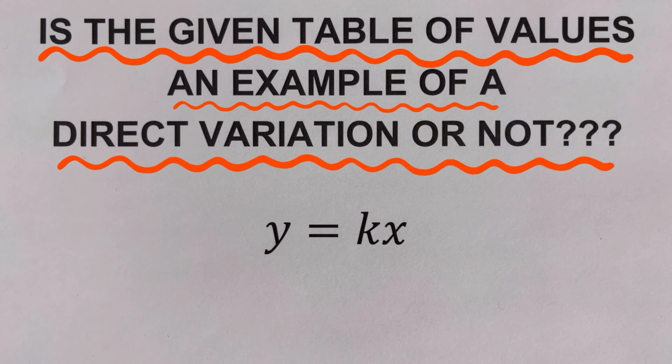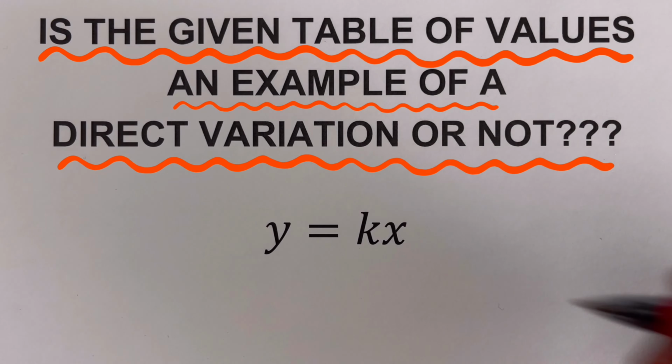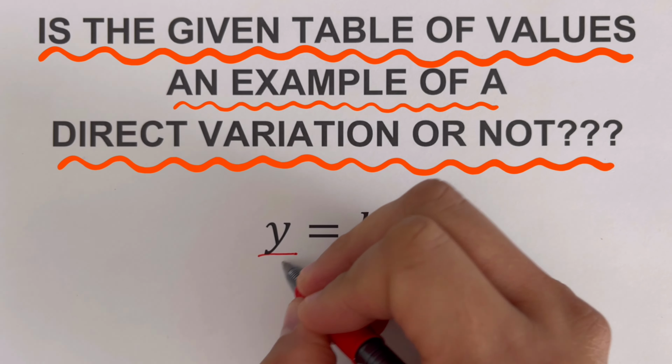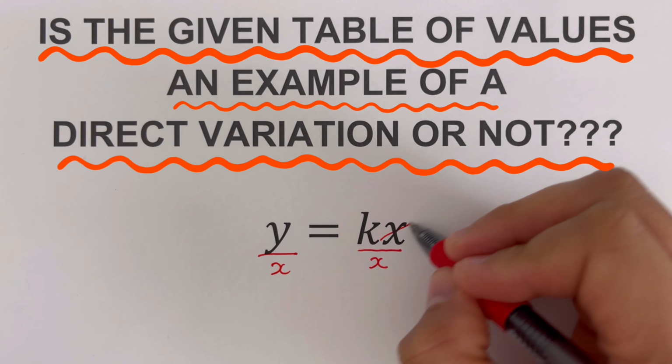Okay, going back here, we remember that the general equation of a direct variation is y equals kx, where k is the constant of variation or the proportionality constant. From this equation, we can determine the equation for k. So we have to divide both sides by x. I will divide this by x, so we can cross this out.